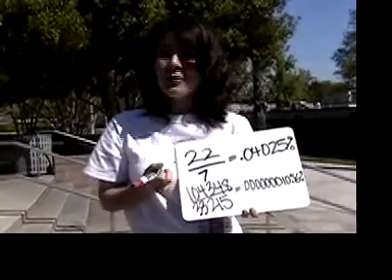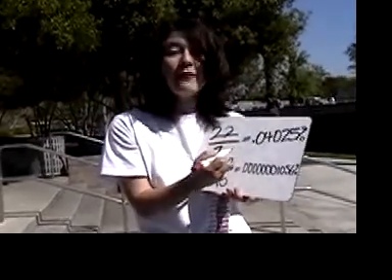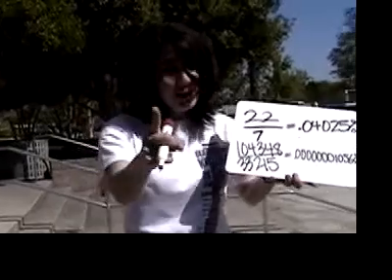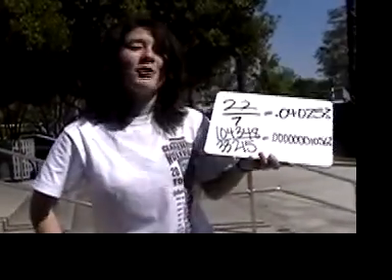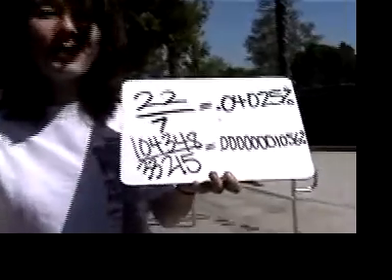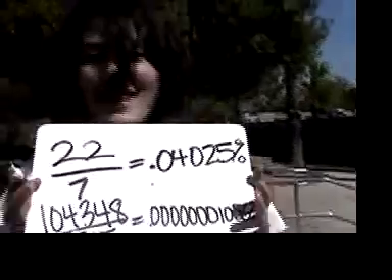Did you know that what we take for pi, 22/7, is really only 0.04025% correct? In reality, the right fraction should be 104,348 over 33,215. That is 0.00000001056% correct. Isn't that cool? 'Cause it's all about pie!